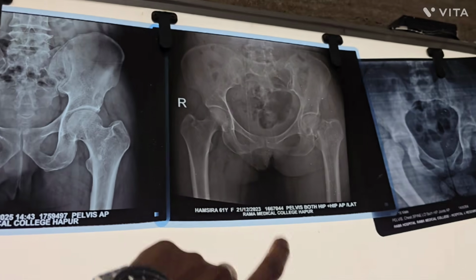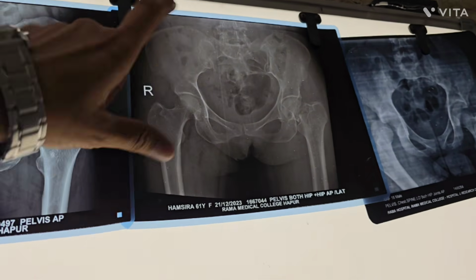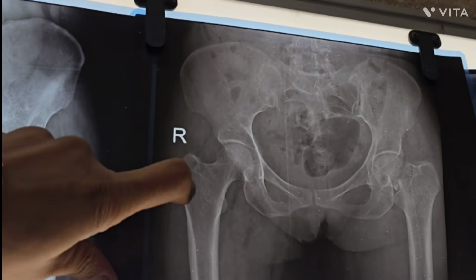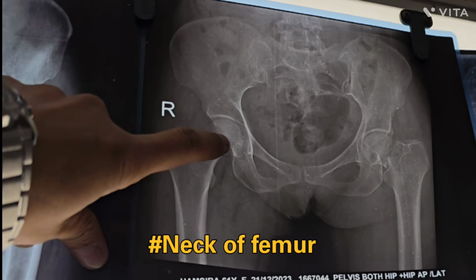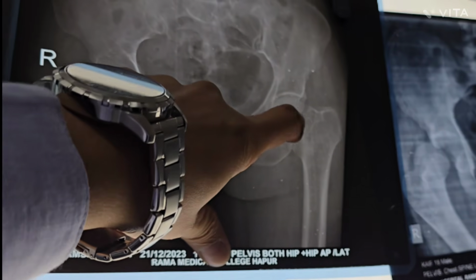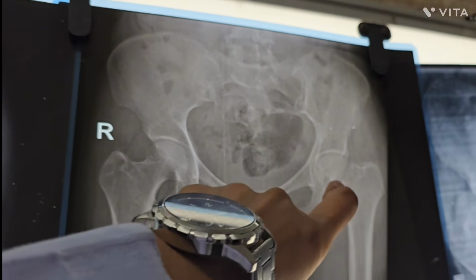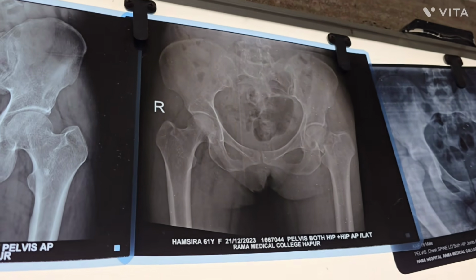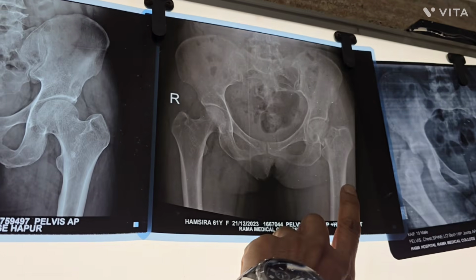The second X-ray is of the same kind of pelvic patient. In this X-ray the right hip is normal. This is the greater trochanter, lesser trochanter, neck of femur, head of femur, but the neck of the femur is fractured. For this fracture, you can also read about the neck of femur classifications. How are you going to treat this patient? You can also see the age of the patient.